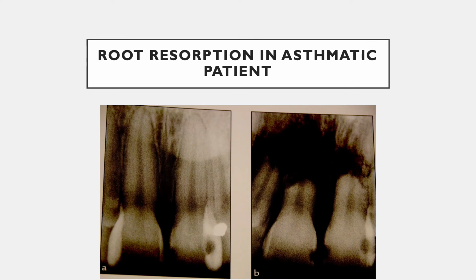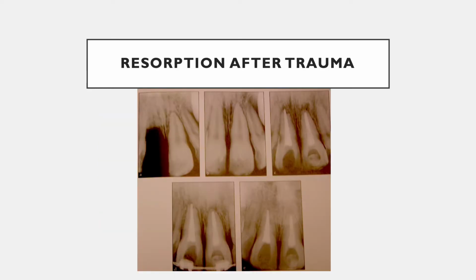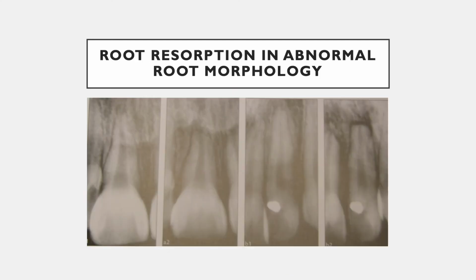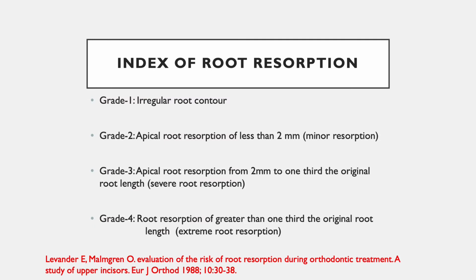In this picture, you can see the patient is asthmatic and how much root resorption is noticed during the orthodontic treatment. This is a picture showing root resorption after trauma. Here you can see root resorption in a tooth having abnormal root morphology.